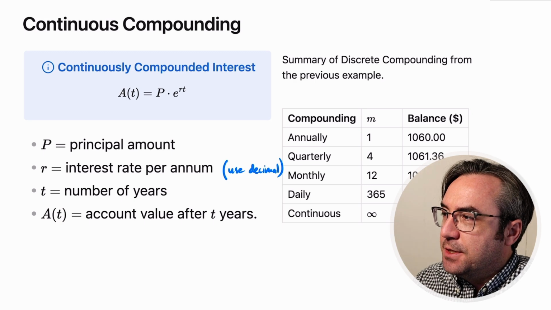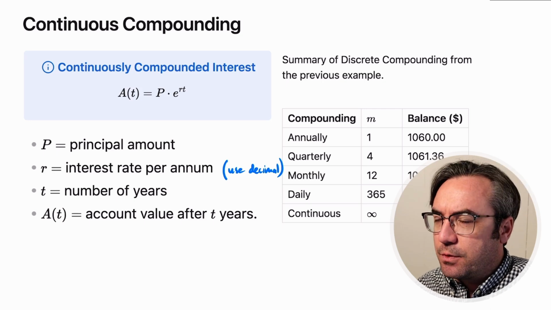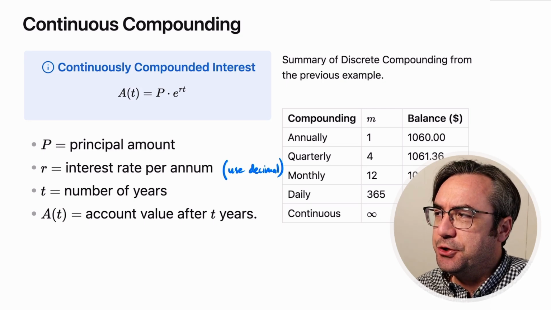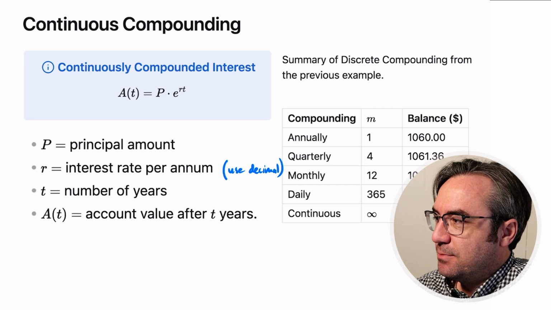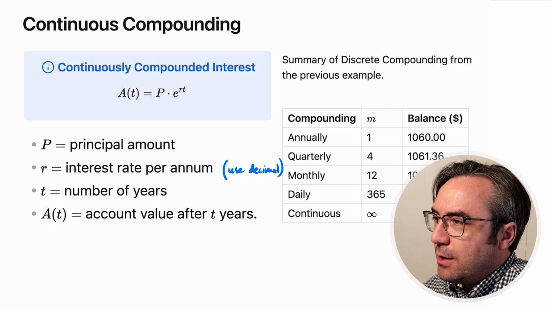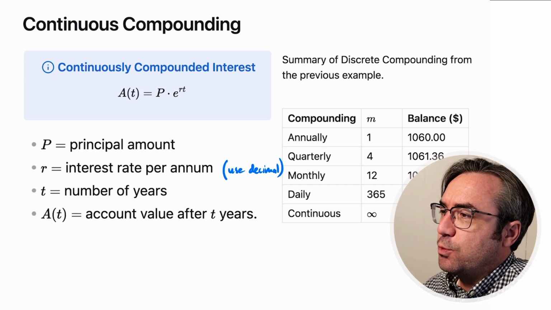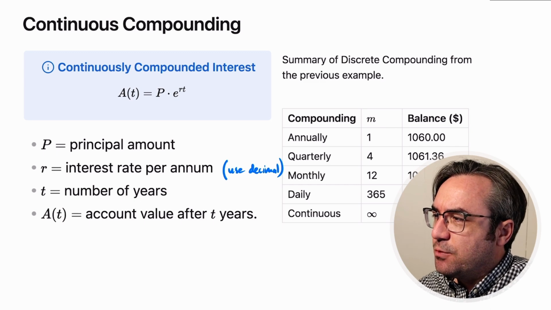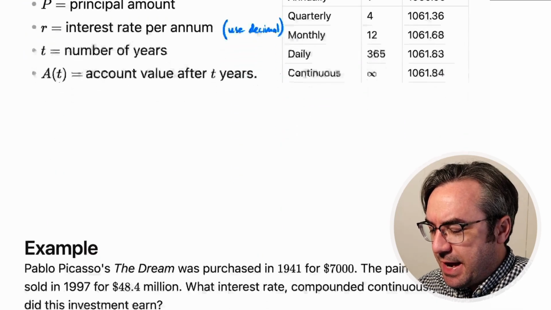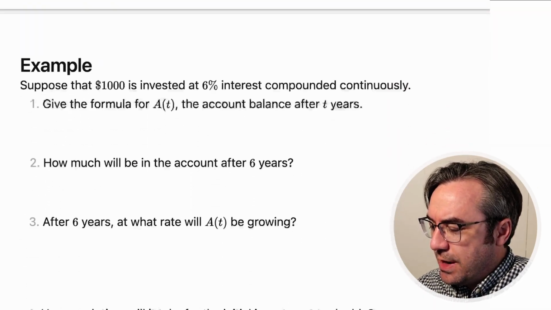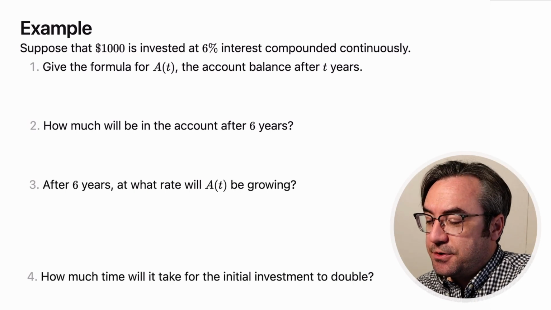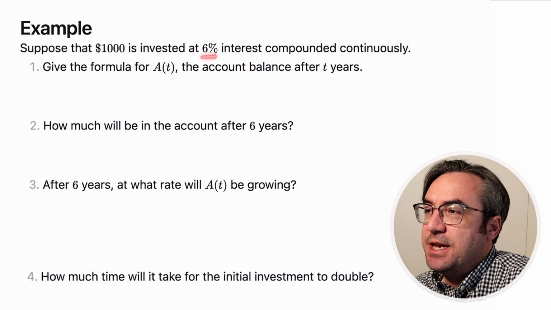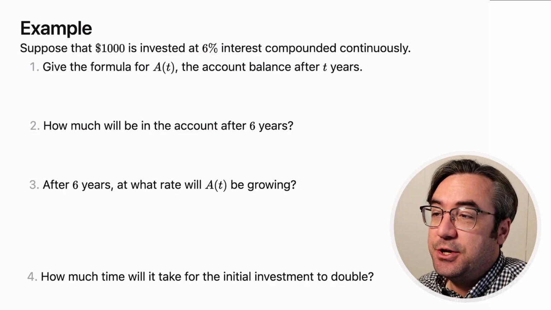All right. So let's go to an example. We're going to talk more about this formula in class and how it relates to discrete compound interest. But I want to look at an example where we just get a little practice working with this and seeing the types of questions that can be asked. So we're going to go down to this one. Suppose that $1,000 is invested at 6% interest compounded continuously.